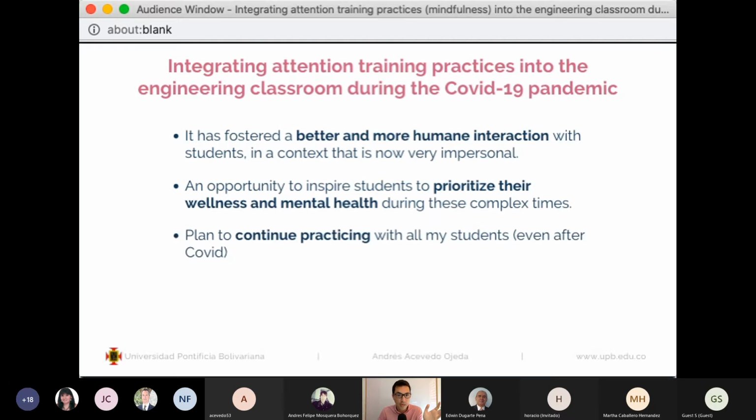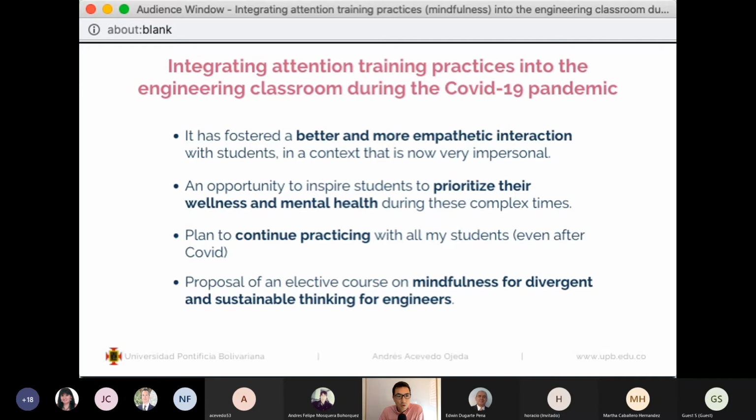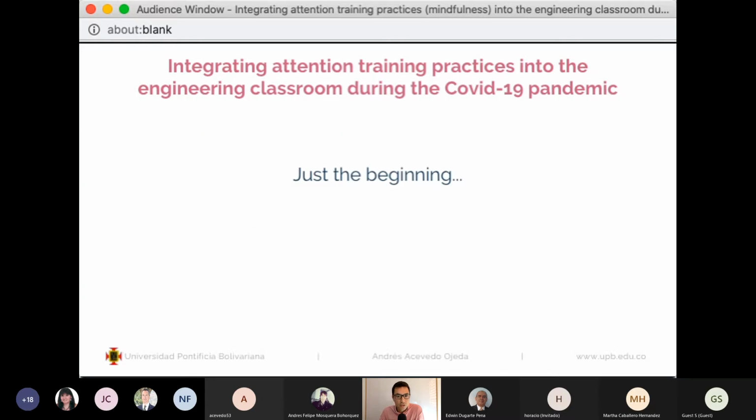I plan to continue practicing with all my students, even if and when we go back to the campus. I am currently working alongside an engineering student on the proposal of an elective course on mindfulness for divergent thinking and sustainable thinking for engineers. This is an ongoing trend internationally, not only in universities, but also in schools and homes. So I trust this is just the beginning of the integration of these practices into education.